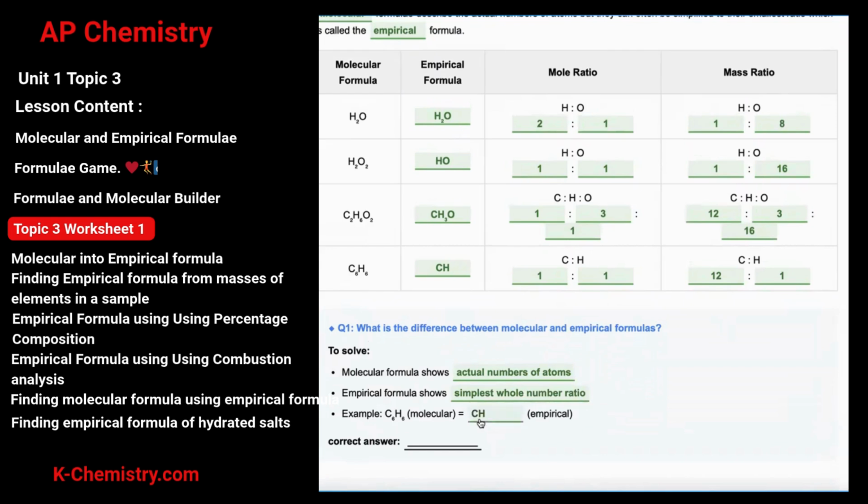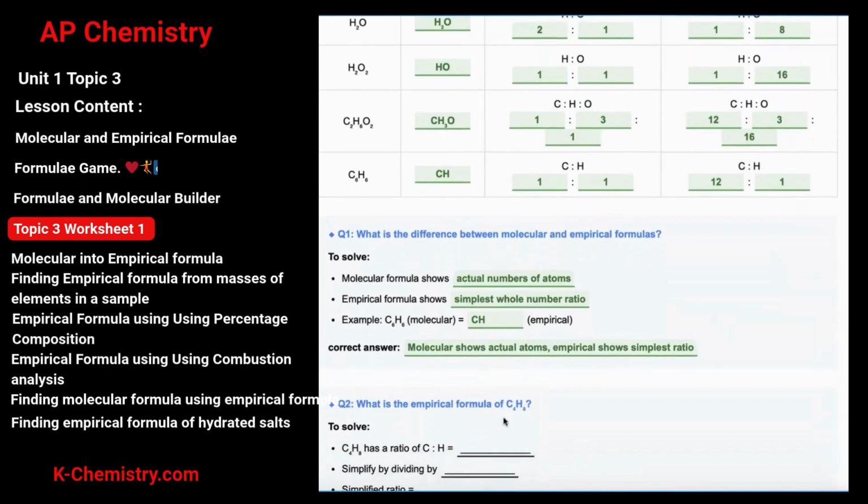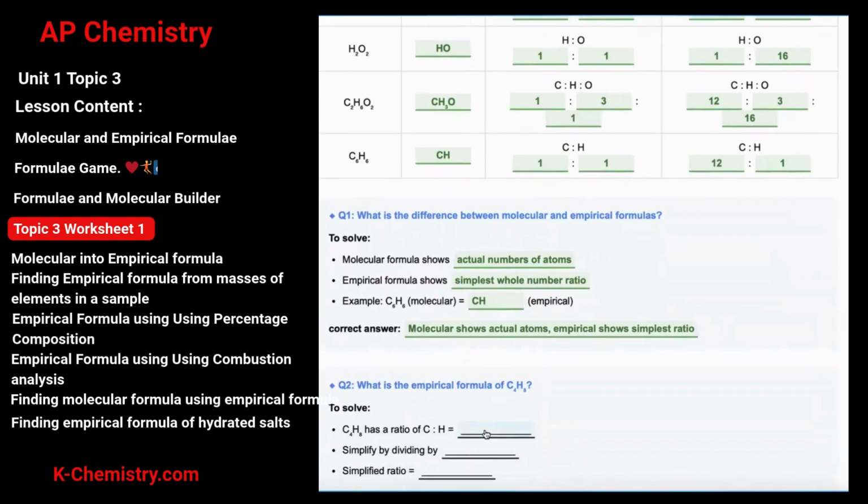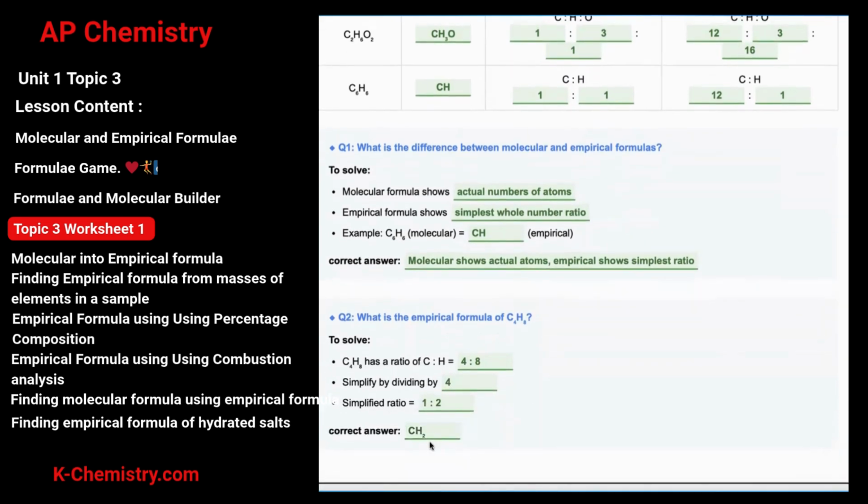Example: C6H6, the answer is CH as the empirical. And what is the empirical formula of C4H8? The ratio is 4:8. So simplify by dividing both of them by 4, you will get the ratio as 1:2. The correct answer is CH2 as your empirical formula.